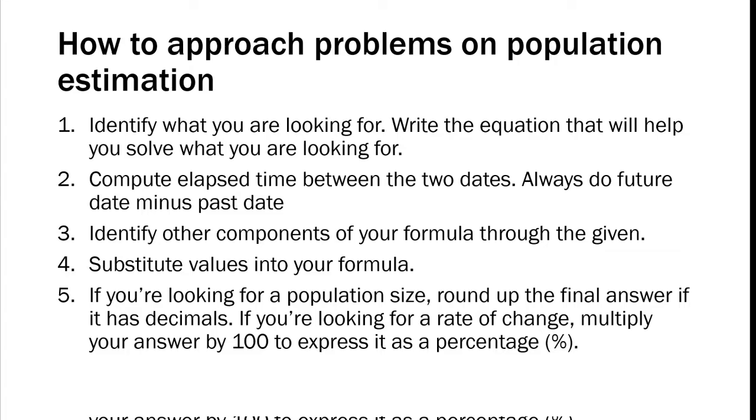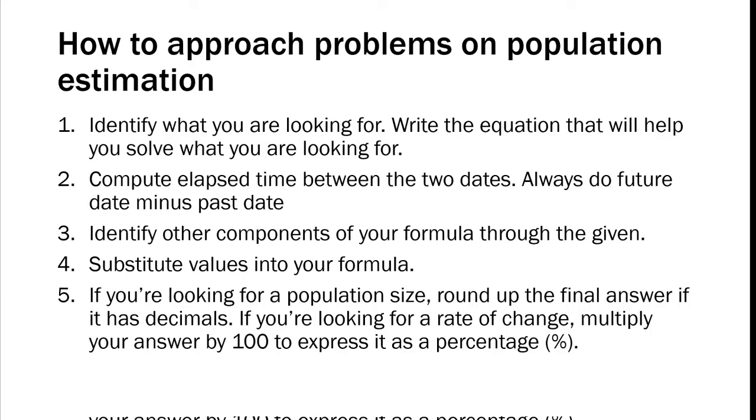Now, as a start, I want us to recap the tips that I gave you in class about how to approach problems on population size estimation. So we have these 5 tips. The first thing that you need to do is to identify what you are looking for. That means you need to look whether you're finding a future population size, whether you're estimating a past population size, or you are actually estimating a rate of change. So you need to identify which of those three you are actually looking for.